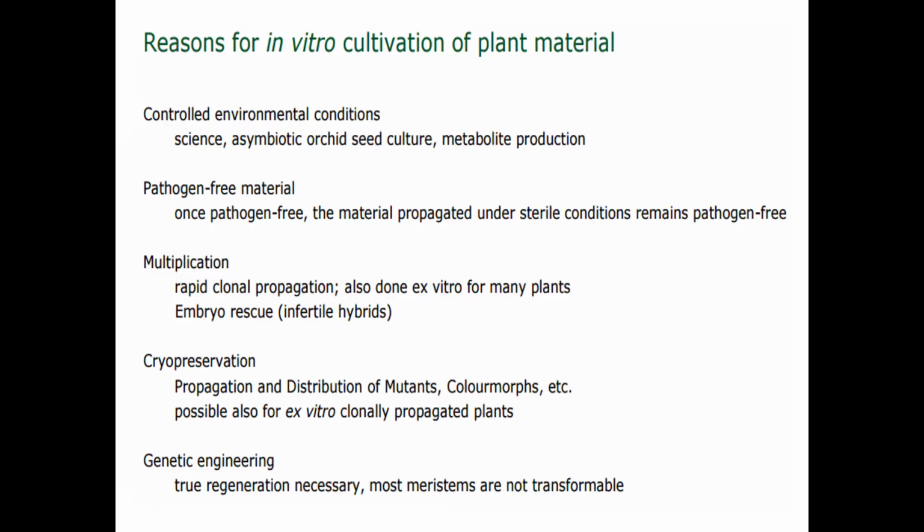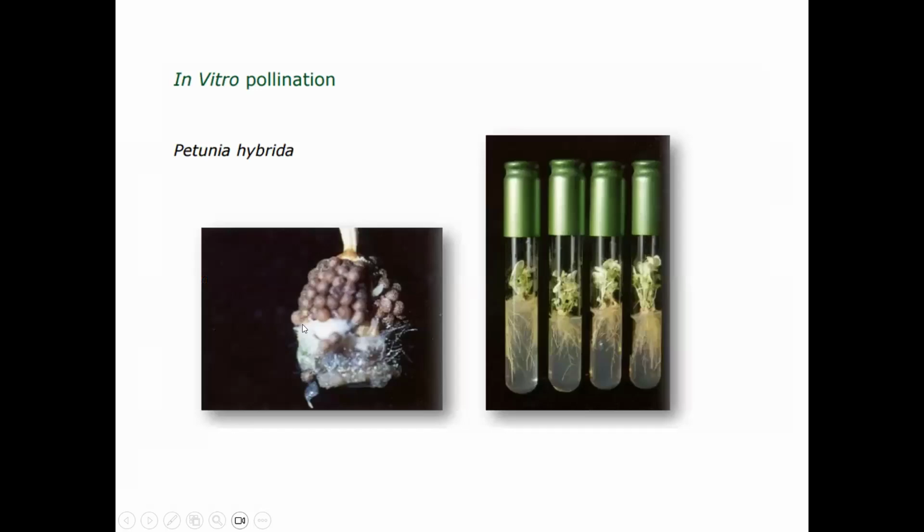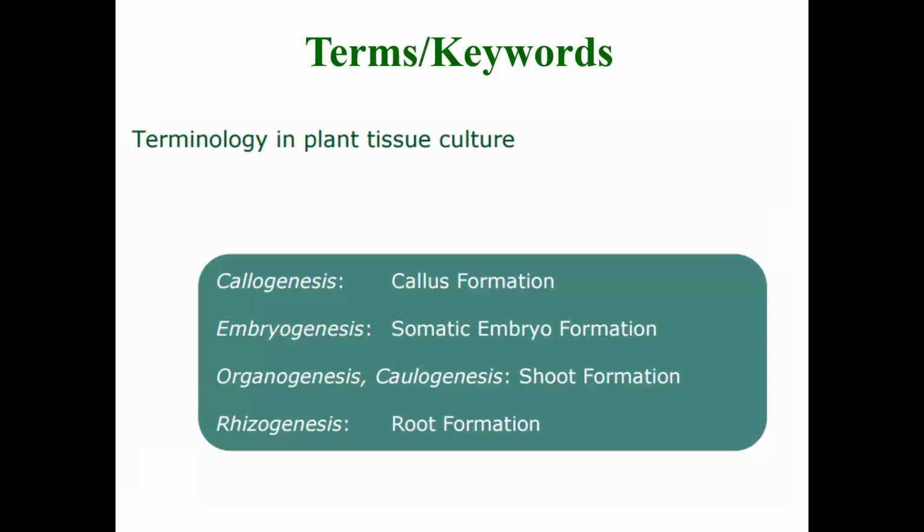is being used. Reasons for in vitro cultivation of plant material: control of environmental condition. Here I told you micropropagation is one of the important aspects. Other is pathogen-free materials and also phytochemical industry. Cryopreservation, you can preserve the tissue for potentially extinct plants, genetic engineering, and also basic research. So in vitro pollination even you can do, because you can do somatic hybridization.